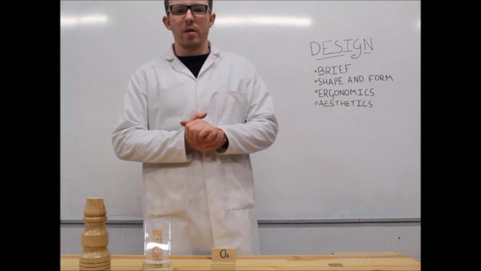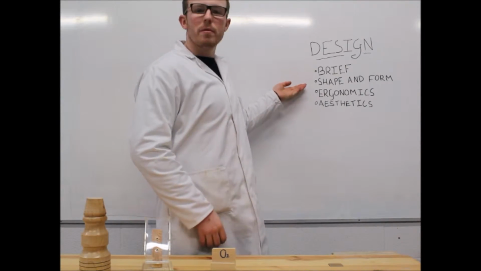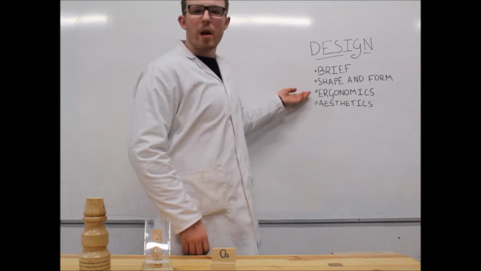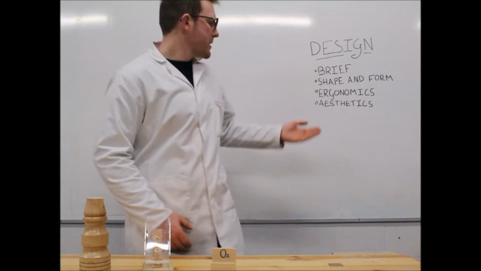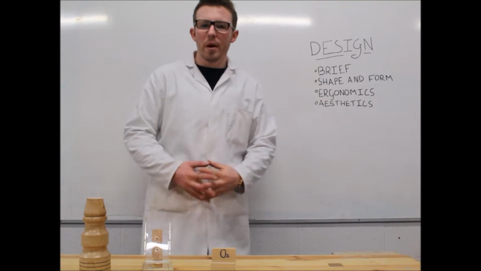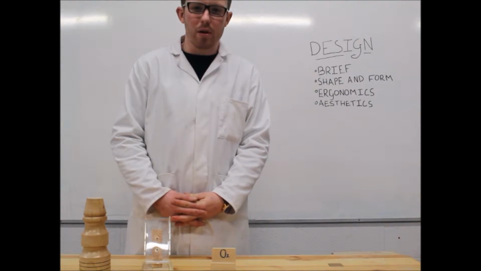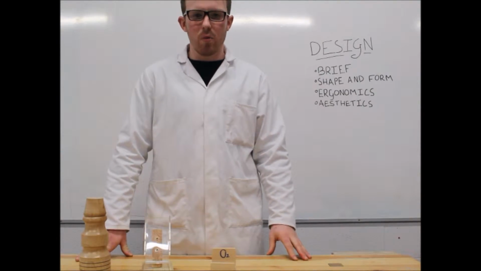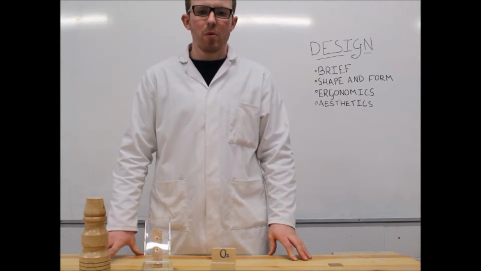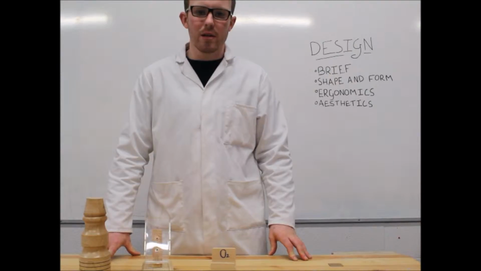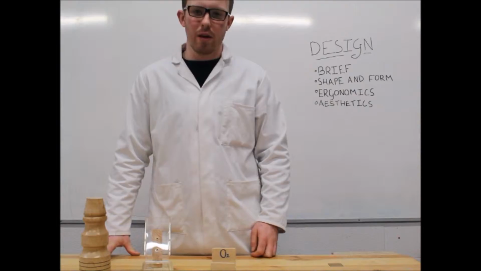When we are designing our artifact, we need to think about three main things initially: the shape and form, the ergonomics, and the aesthetics. So we'll start with aesthetics. Aesthetics is the overall appearance of something, so how it looks. When we design something, we want it to look good and we want it to be visually pleasing to people. So we take great pride and great consideration in the aesthetics we use, how well our artifact is going to look in the end.